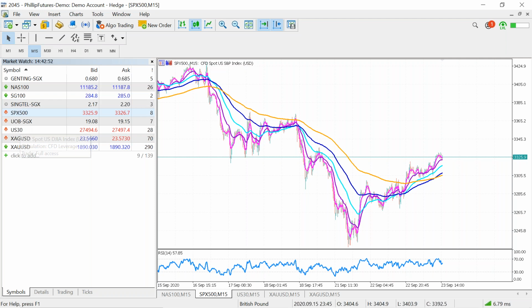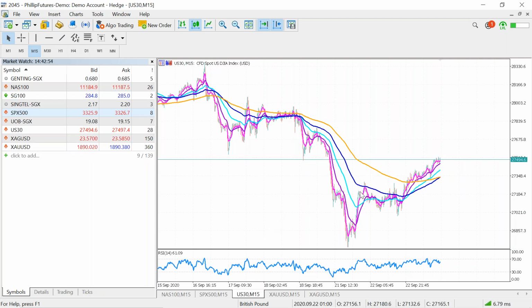Okay, so this is for S&P 500. Dow Jones, I'm sure, is pretty similar. Okay, Dow Jones chart. This is a live chart. It's pretty similar, so same thing. We'll wait for prices to come down and the RSI to be below 30.